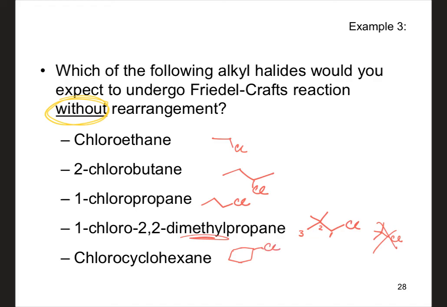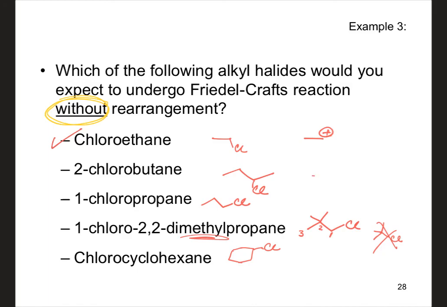Notice that the carbocation that you will get in the first case is going to be a primary carbocation, and it doesn't have any other space to undergo a rearrangement. You can't carry out a hydride or a methyl shift, there's no methyls, to give a more stable carbocation. So this is not going to undergo rearrangement. So I'm going to put a little check mark there that is one of our choices.